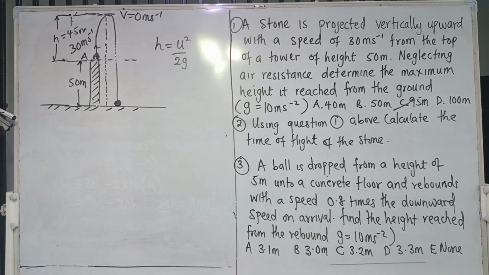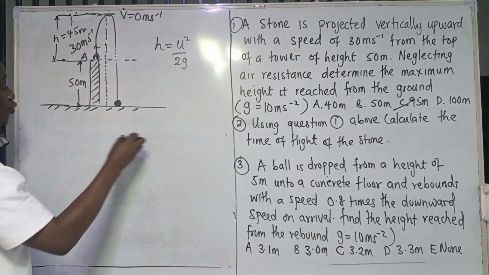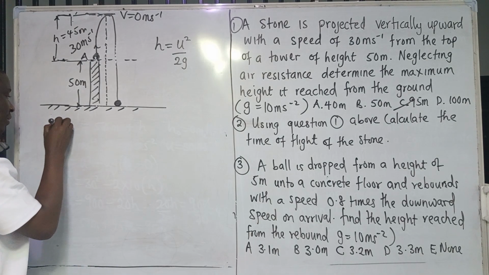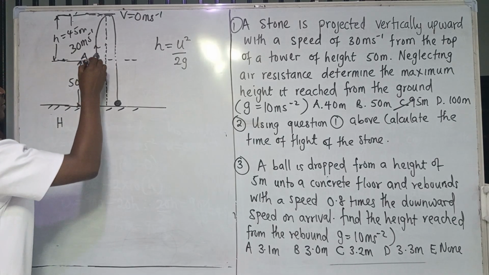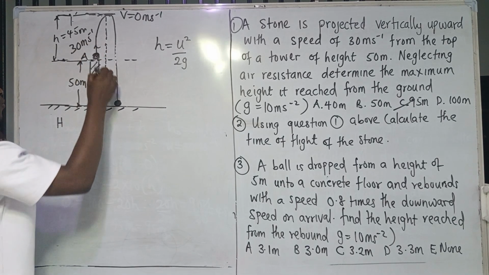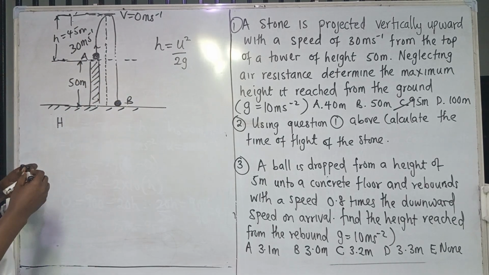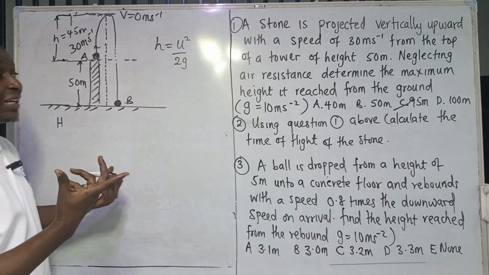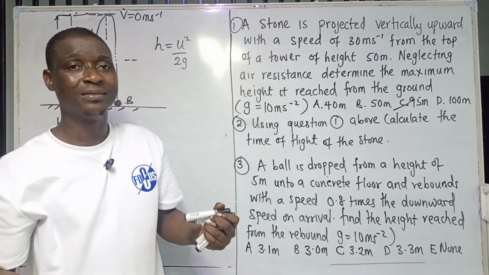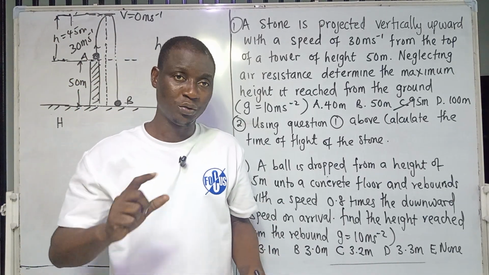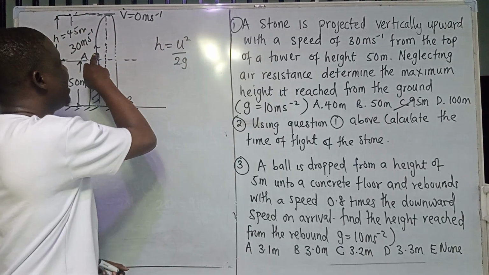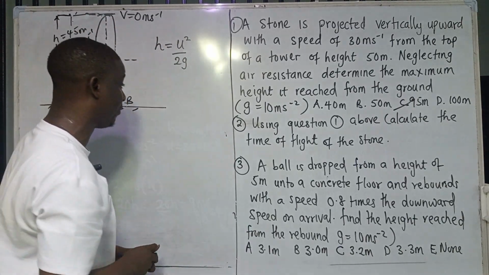So how do we solve the time of flight now? We are going to use this H. Now, time of flight is the time it takes from A to B. Time of flight actually means the total time the body spent in the air, so the time it takes from rest to another rest. That's what we call time of flight.